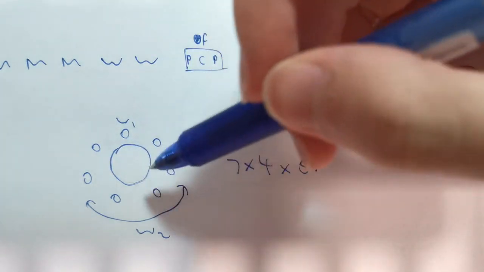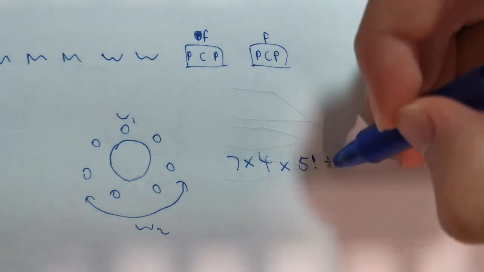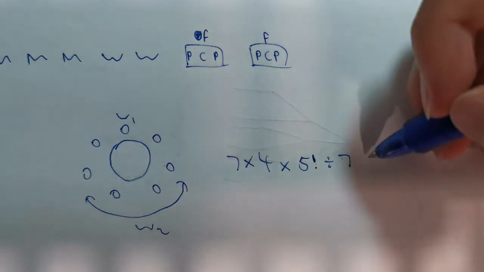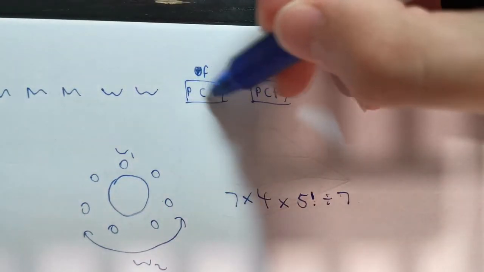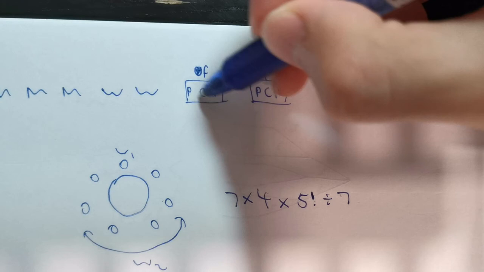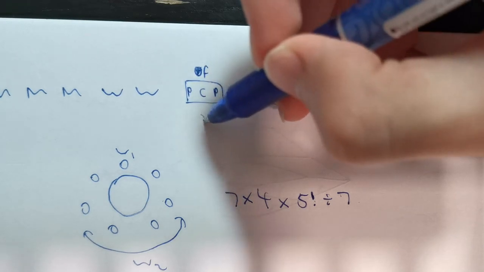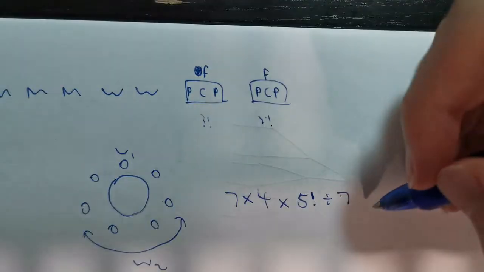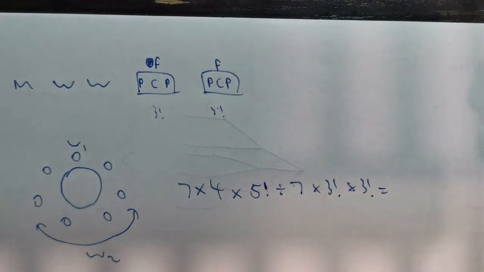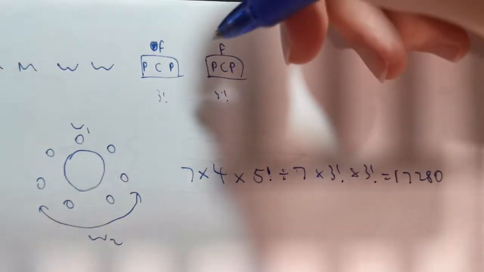Then because it's a round table, you need to divide by 7. Then in the end you will notice that in each family, the 2 parents and the child, there are 3 factorial ways to arrange them. So it's times 3 factorial times 3 factorial, which should give you 17280 as the final answer.